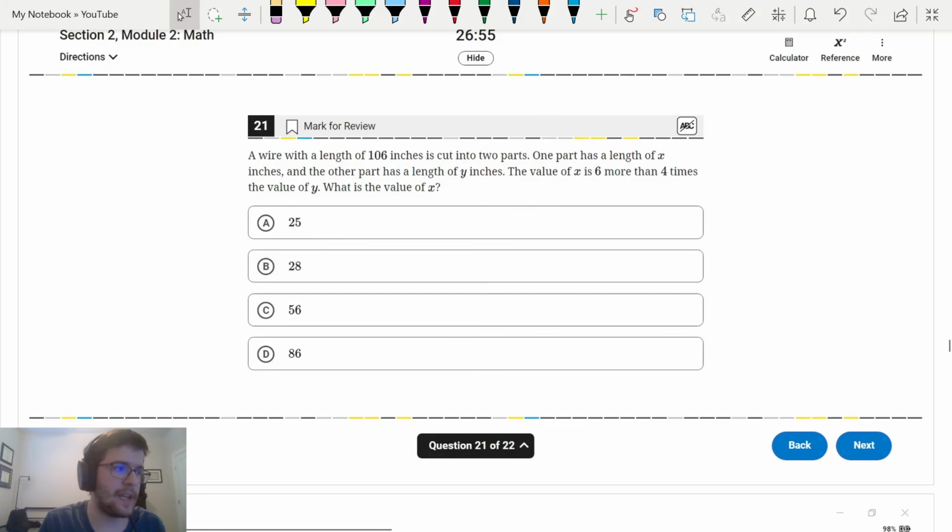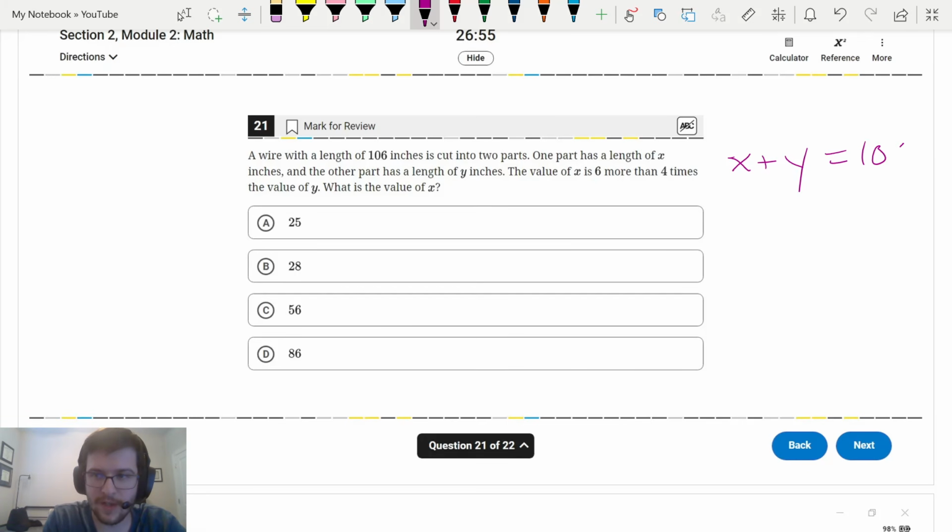Okay, so a length of 106 inches is cut into 2 parts. So the length of x plus the length of y is equal to the total length, which is 106. Then it also says x is 6 more than 4 times the value of y. So x equals 4 times the value of y, that's 4y, and then 6 more than, so we add 6.